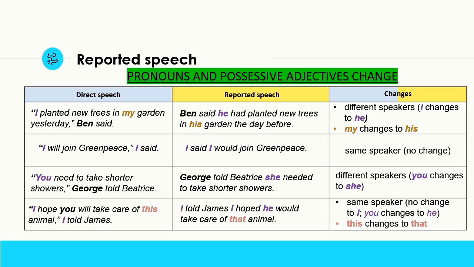In this last direct speech example, "I hope you will take care of this animal," I told James. The speaker is the same, so no changes are made to the pronoun I. But don't forget to change the pronoun you to he, because the object of the reporting verb is James, as I mentioned in the previous example. You also need to change the demonstrative this to that.